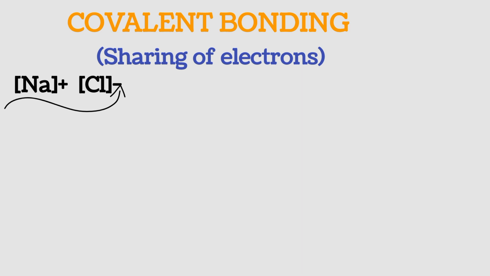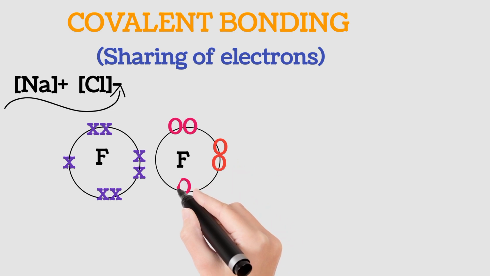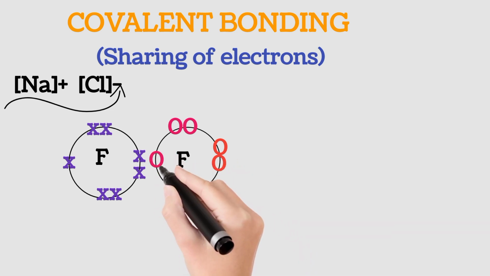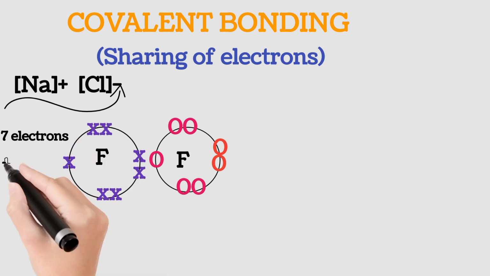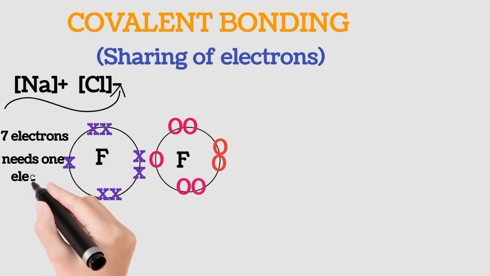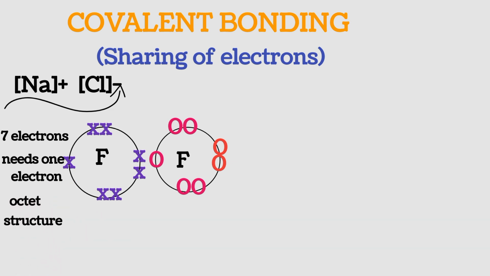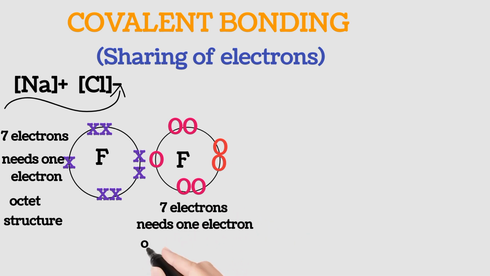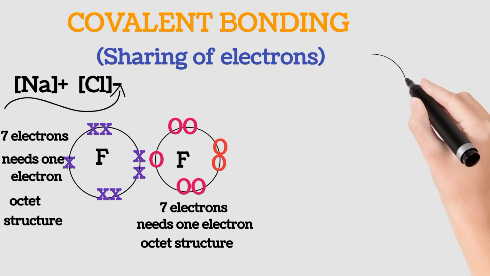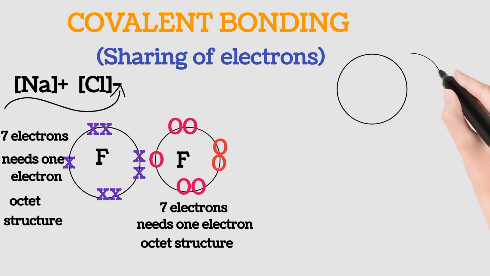But when dealing with atoms of non-metal, like two atoms of fluorine, what happens? When two atoms of fluorine, which are both non-metal, go into chemical combination, what happens? As you can see, in the atomic shell of fluorine, there are 7 electrons. It needs one more electron to attain the octet structure so it can gain stability. Also, in the second atom of fluorine, there are 7 electrons, and it also needs one more electron to attain octet structure so it can gain stability.